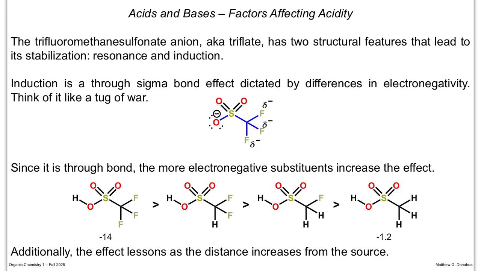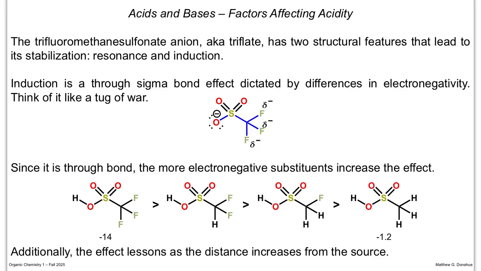Sulfuric acid, its conjugate base can have resonance as well, but the thing that sets this one apart is this concept of induction. And really with that CF3 group, the carbon bearing the 3 fluorines, we know that fluorine is the most electronegative element on the Pauling scale. So we can assign those delta minus charges to it.